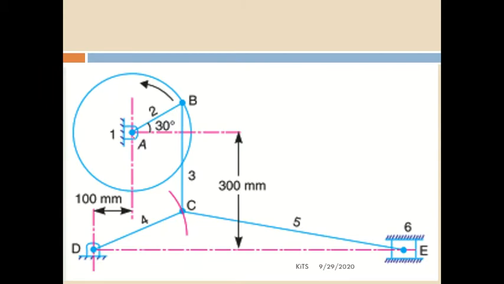It's a kind of toggle mechanism. The name of this mechanism is toggle mechanism. Here they have given nearly all the dimensions. Let's read the question again. We have to find out all the instantaneous centers for this mechanism.